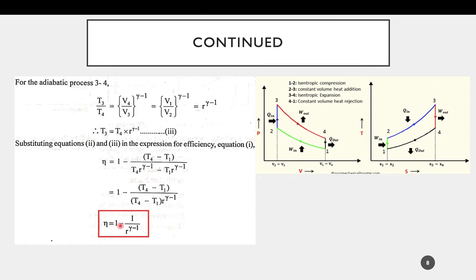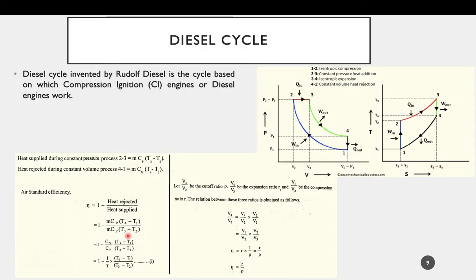So 0.45 is equal to 1 minus 1 by R raised to gamma minus 1, and you need to find out R. Gamma is given as 1.5. Only R is the unknown in the equation. Gamma is given as 1.5 and efficiency is 45%, 0.45. So substituting, you will get the value of R, where R is the compression ratio.